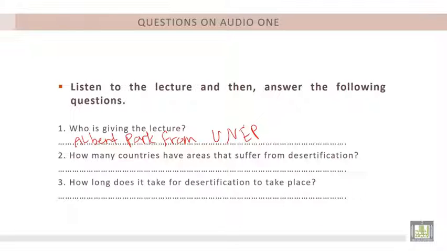Question number 2. How many countries have areas that suffer from desertification? According to Mr. Albert, there are over 100 countries.